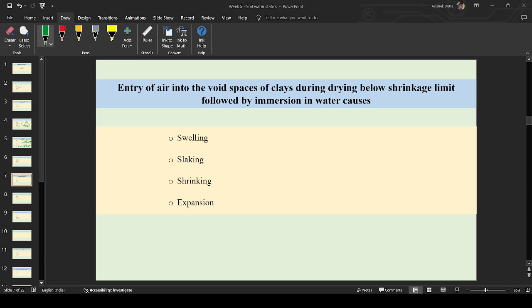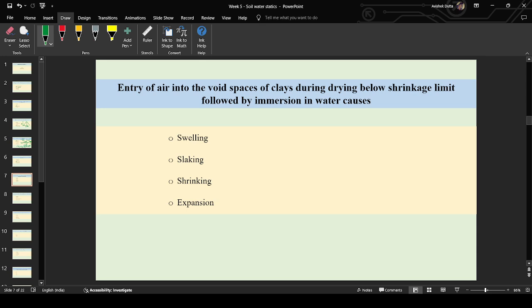Entry of air into the void spaces of clays during drying below shrinkage limit, followed by immersion. What is it called?